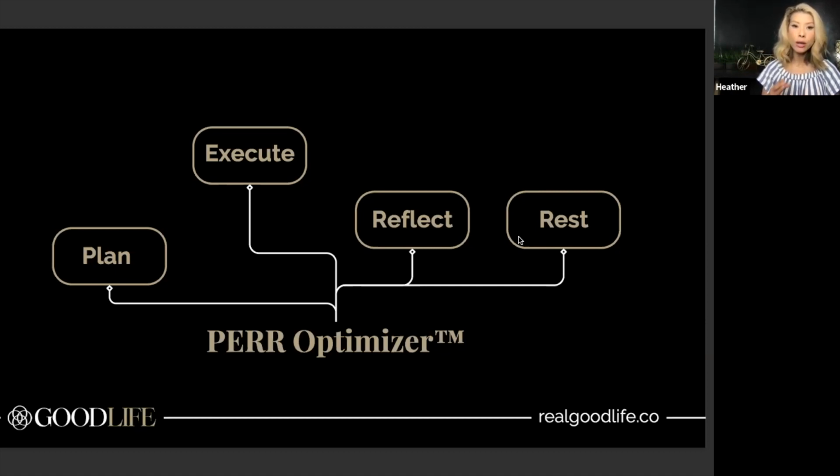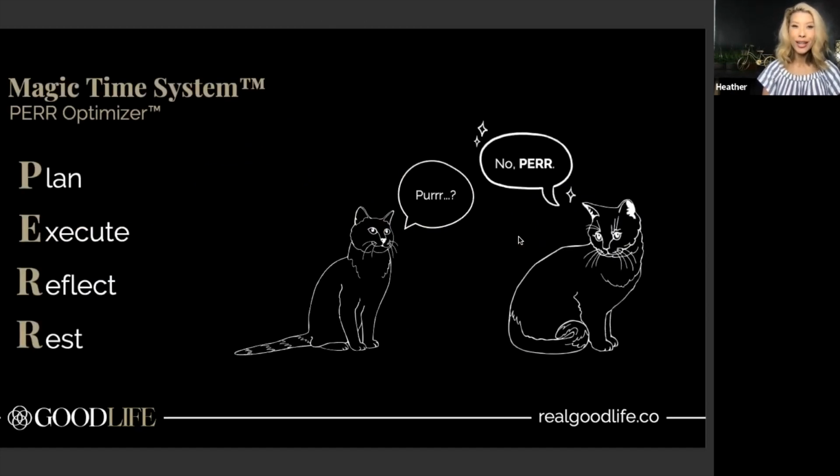So PER: the first letter P stands for plan. The E is execute. The first R is reflect, and the second R is rest. Then we created this fun infographic because in my brain, I was thinking, these two cats, one is like purr, and the other one is no purr. It's a great visual to anchor that acronym for future utilization.